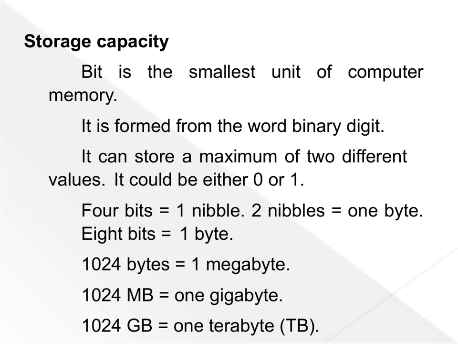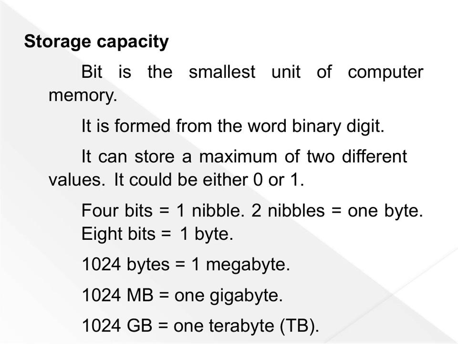Now, when we combine bits, we can store more complex information. 4 bits make up a nibble, and 2 nibbles make a byte. Interestingly, 8 bits equal 1 byte. This is a crucial concept because bytes are what most computers use to store characters and other data.